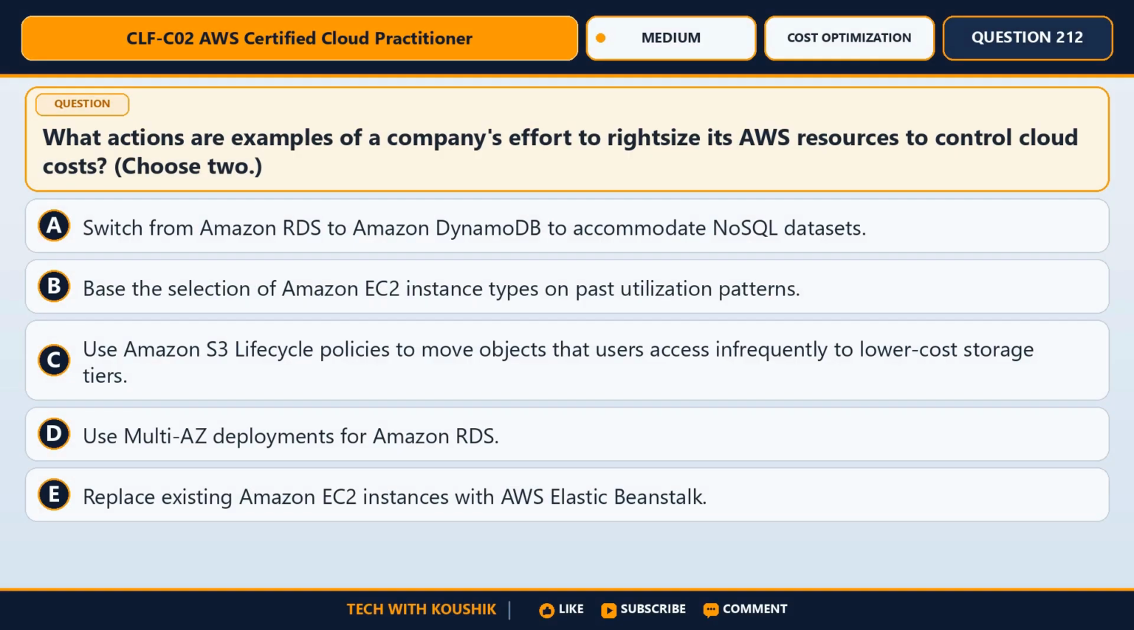Question number 212. What actions are examples of a company's effort to right-size its AWS resources to control cloud costs? Choose 2. Option A. Switch from Amazon RDS to Amazon DynamoDB to accommodate NoSQL datasets. Option B. Base the selection of Amazon EC2 instance types on past utilization patterns. Option C. Use Amazon S3 lifecycle policies to move objects that users access infrequently to lower-cost storage tiers. Option D. Use multi-availability zone deployments for Amazon RDS.